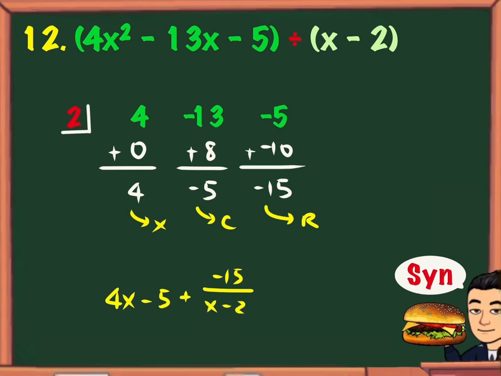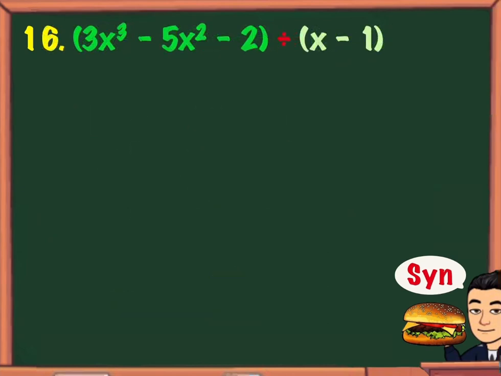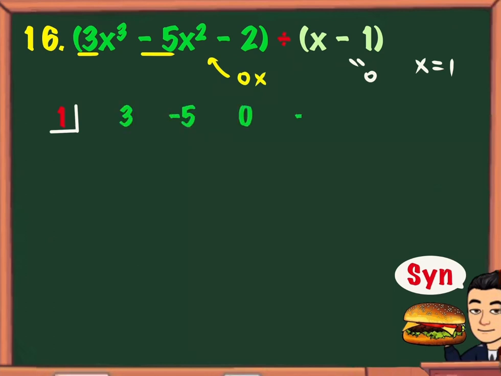which is the divisor. Number 16, let's go ahead and set x minus 1 equal to 0, and x is going to equal 1. And that's what you're going to put in the box. So we're going to list out all the coefficients. So 3, negative 5, but we're missing an x. So you want to think of it as 0. So when you list it out, it's going to look like 3, negative 5, 0, and negative 2.